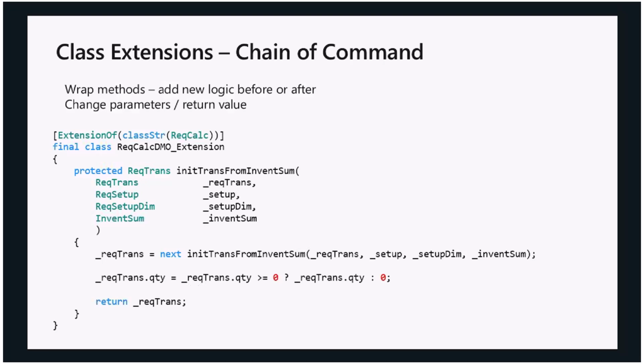So what I'm showing you here is an example of a real use of chain of command. We wanted to be able to have MRP treat negative quantity as 0. This way retail stores which have a negative inventory won't inadvertently order more stock than necessary. So the best way to solve this was with this very simple chain of command around the recalc init trans from invent sum method. You can see that we first invoke the chain with the next keyword, which runs the base Microsoft code and returns the standard rectrans object. We then check this value for our condition, namely, do we have a negative quantity, and change the rectrans value to 0 in that case, before finally returning the new modified rectrans.